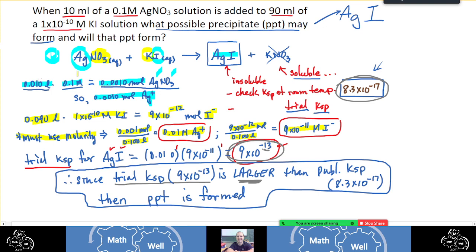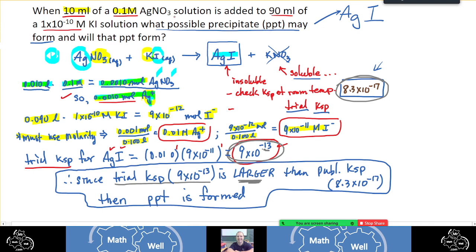So I take silver nitrate. That's going to break up into silver ions, a 1-to-1 ratio of silver ions. So I take my volume right here, 10 milliliters is 0.010 liters, and I multiply by my concentration right here. And I get this number right here, 0.0010 moles, which means 0.0010 moles of silver ion. This is very important. Now that's moles in solution, so I need a concentration for KSP.